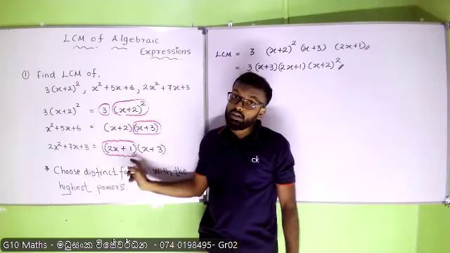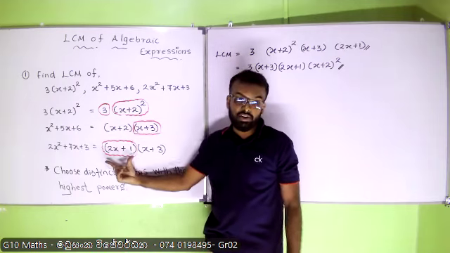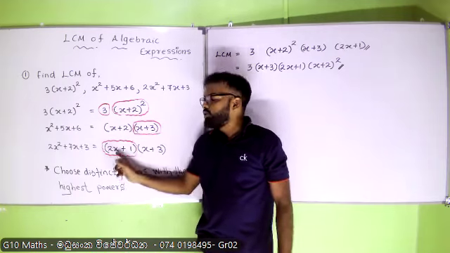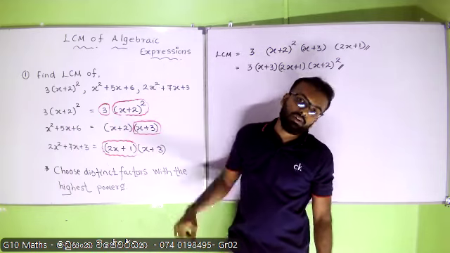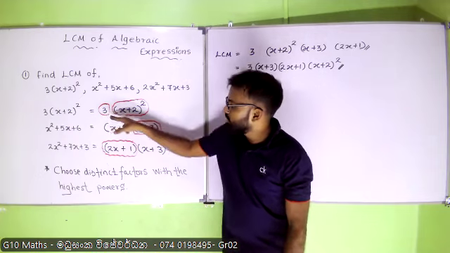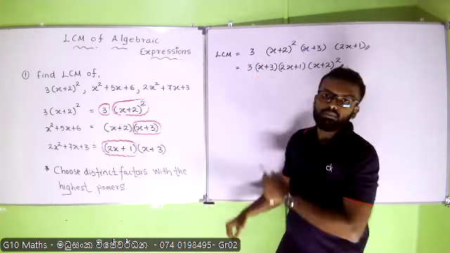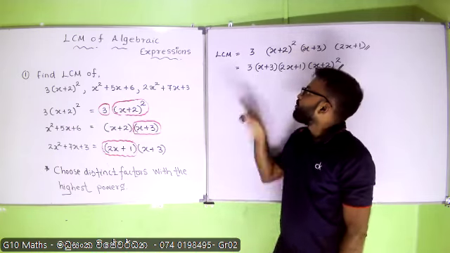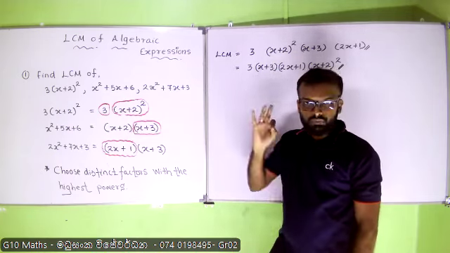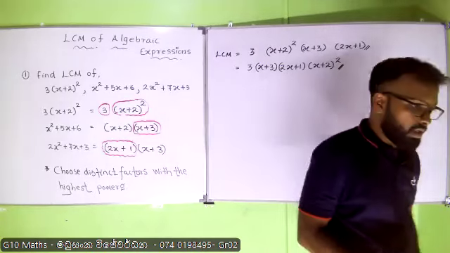And 2x plus 1, there are no other things. So this is a distinct factor. Alright, so choose it, 2x plus 1 to the power 1. So get the multiplication of this, 3, this one. So that is your LCM. Both of these are correct. Perfect. So, example number 2.